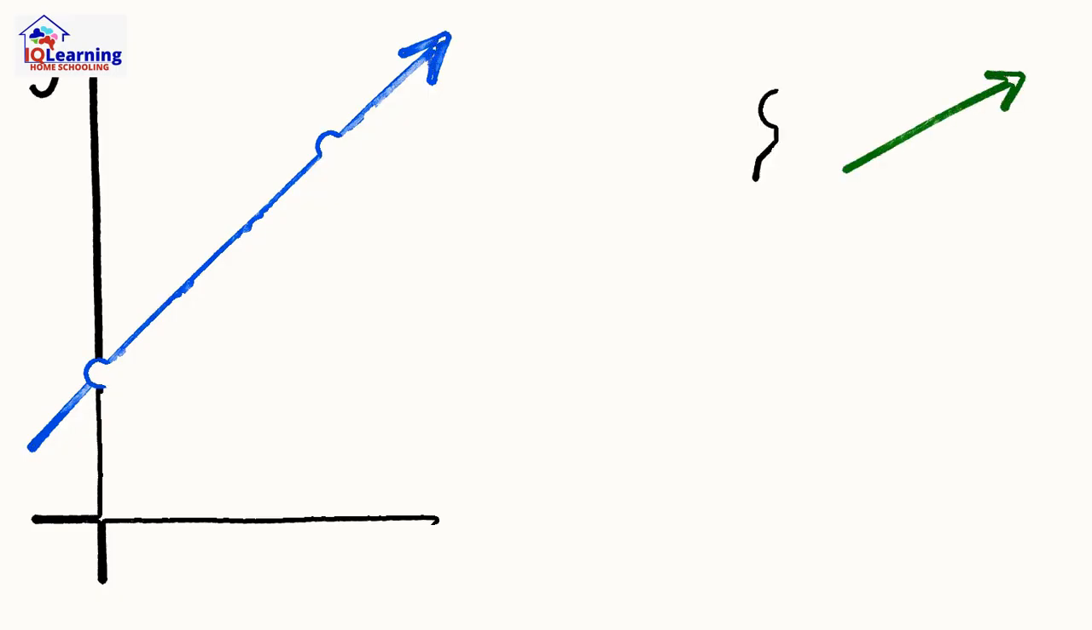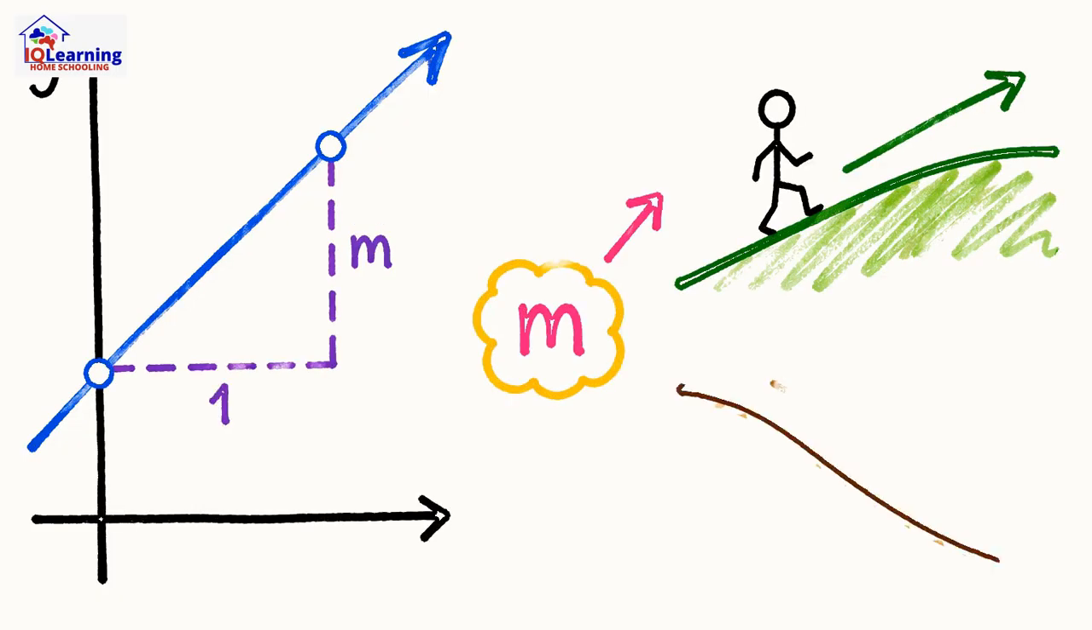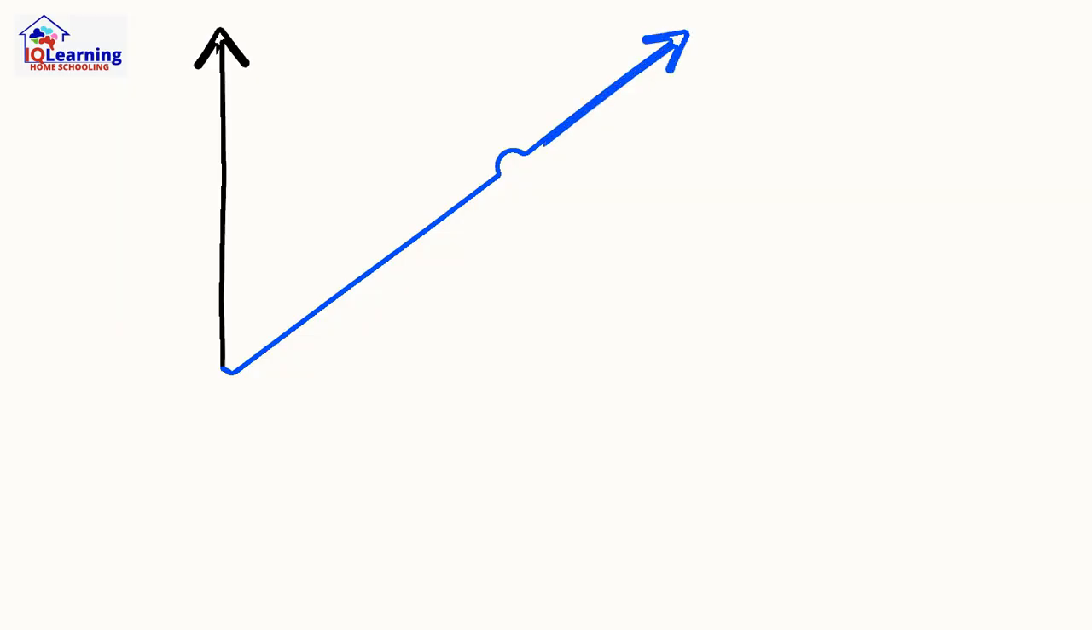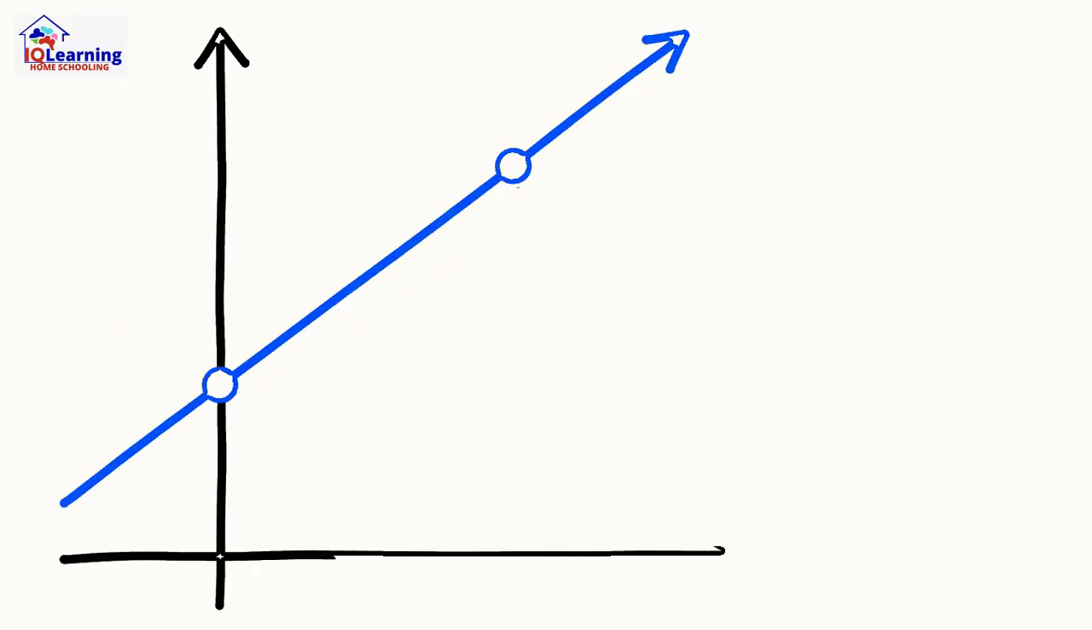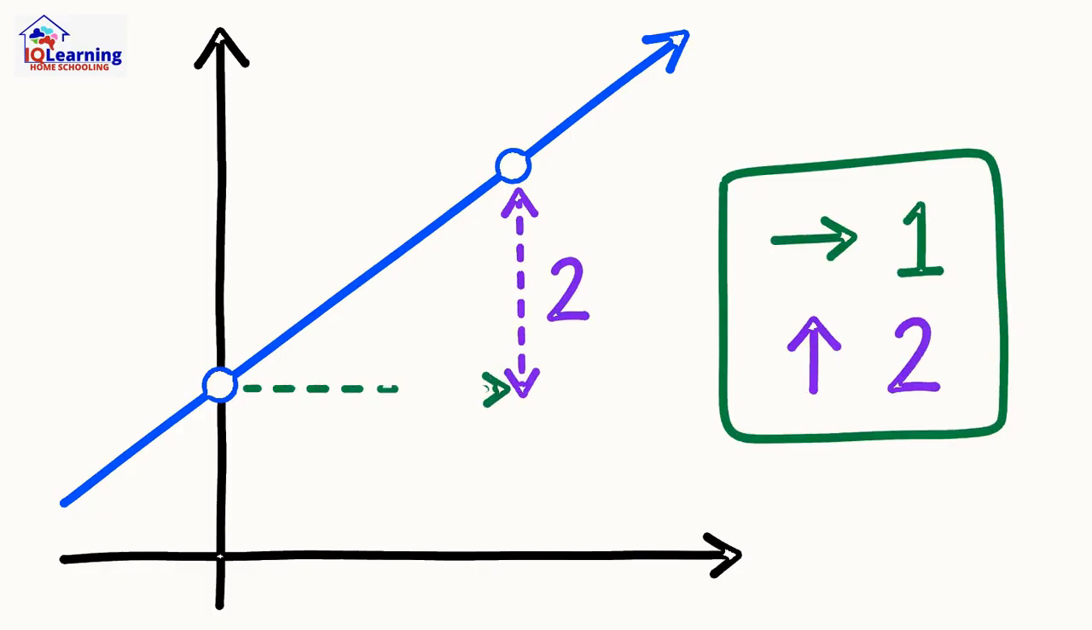Now for m, the gradient. This is the instruction, the slope. It tells you the steepness and direction. If m is 2, it means for every one step you take to the right, you go 2 steps up. A positive m means you're climbing a hill. A negative m means you're walking down one.